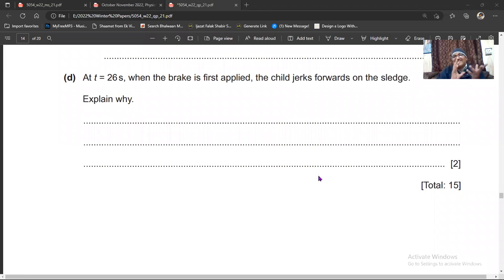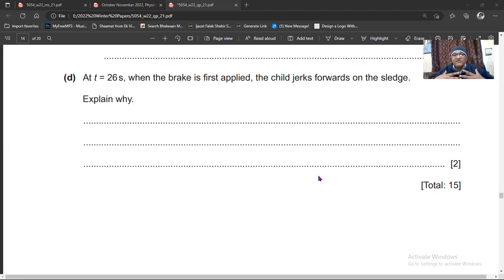Due to some internet issue, the video recording was stopped and now it's on again. So at t equals 26 seconds, when the brake is first applied, the child jerks forward on the sledge. Explain why. You see, the child has mass and it has inertia. And inertia is the characteristic by which the body will resist any change in its motion. So due to that inertia, the body of the boy wishes to continue that state of motion, but the brakes have been applied.